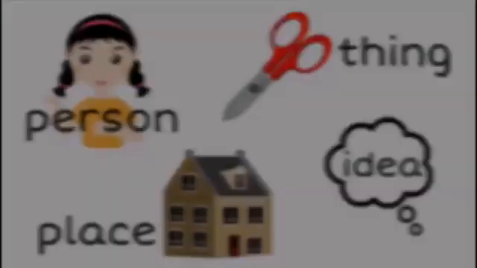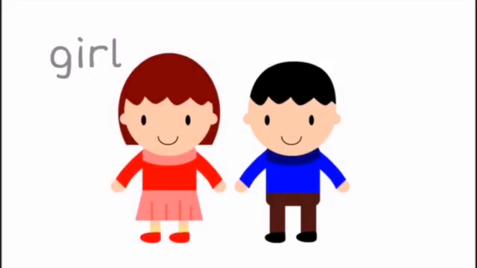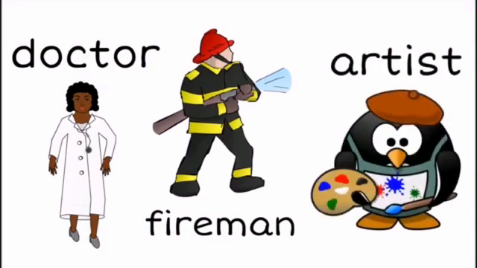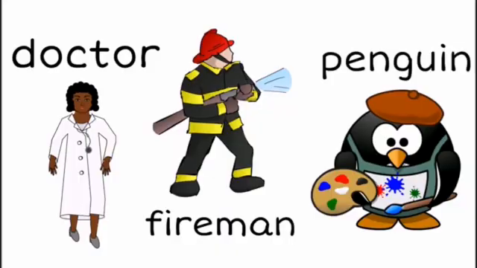Here are some examples of nouns. Girl and boy are words that name people. Doctor, fireman, and artist are nouns too. This artist is a penguin. Penguin is also a noun.